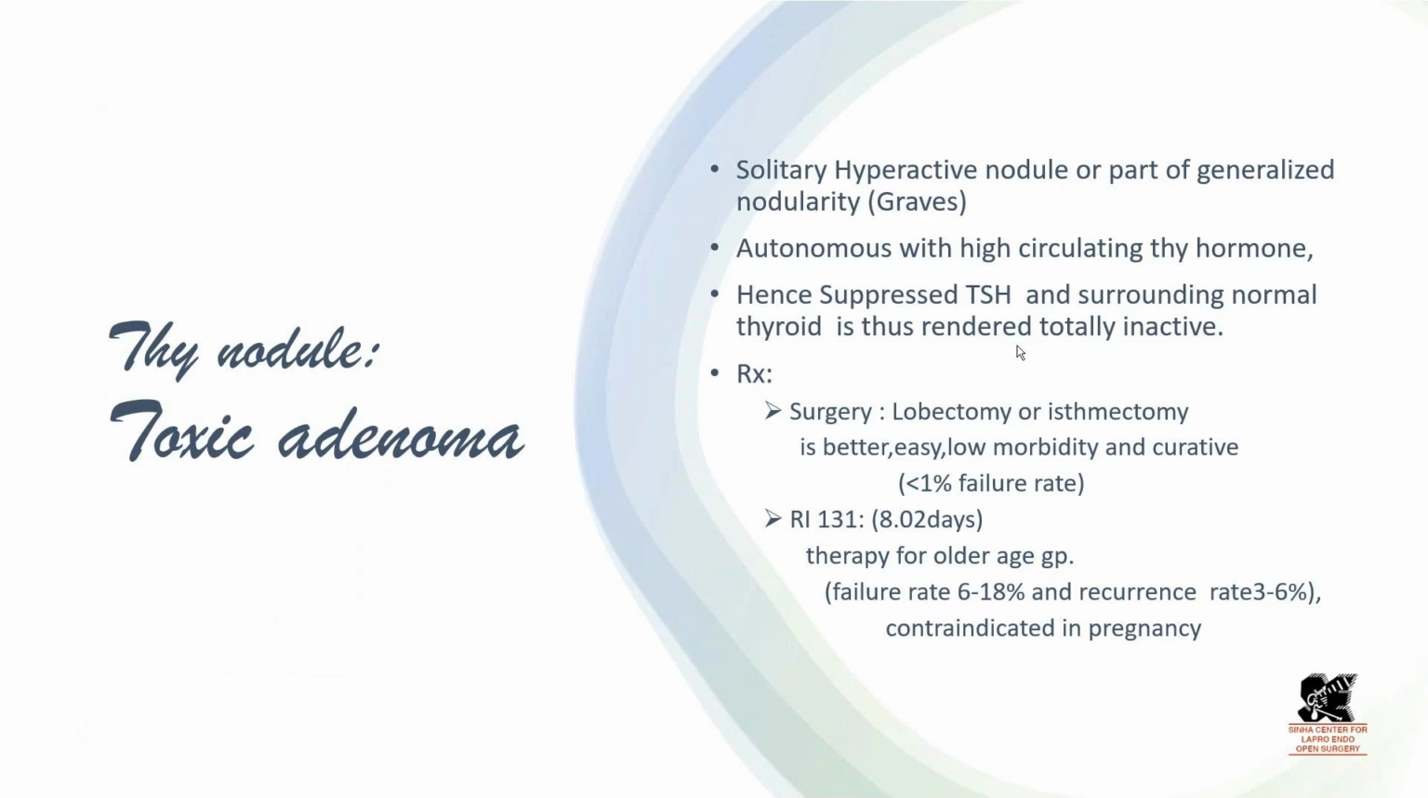The best treatment is surgery: do a lobectomy or an isthmectomy, wherever the toxic nodule is. It is easy, low morbidity, and curative. Surgery has all the advantages, and less than 1% failure rate. The second option with the toxic adenoma is radioactive iodine 131, whose half-life is 8.02 days. This therapy is for older age group patients, and for those where surgery is contraindicated. But the problem with this is that the failure rate is almost 6 to 18%, the recurrence rate is 3 to 6%, and it is contraindicated in pregnant females.